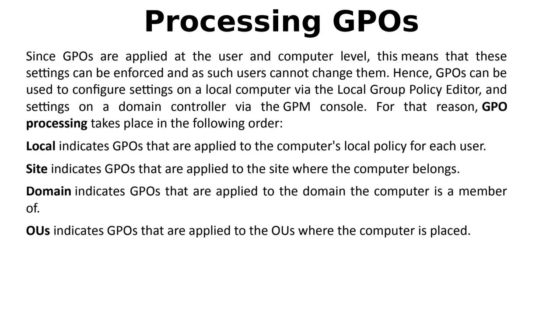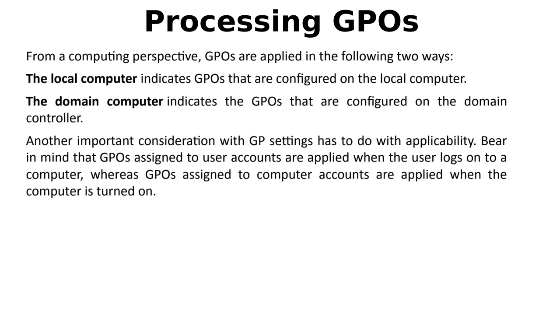Processing GPOs, this is the order for processing the GPO. First, the local GPOs, then the site GPOs, then the domain GPOs, then the OU's GPOs. Okay. LSDO. If this is easy for you to remember it, LSDO, because they ask about it. Okay.